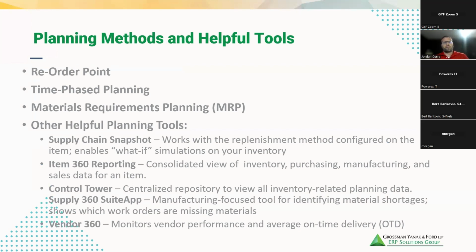Okay, so again, overview of the planning methods. We got reorder point, time phased, and material resource planning. There are some other very helpful tools. Again, if you're using NetSuite, these are generally free tools that you can download through the SuiteApps. So we got supply chain snapshot. That is actually an enable feature. It works with basically whatever planning method that you choose. Whatever planning method you choose, the supply chain snapshot pulls that in onto the item.